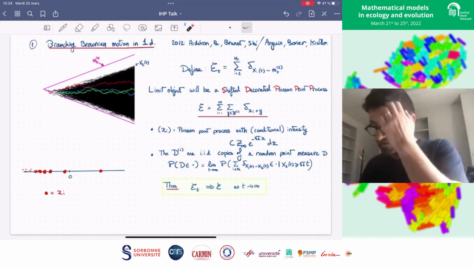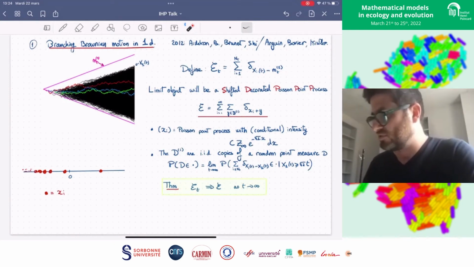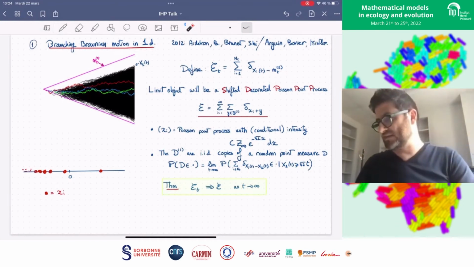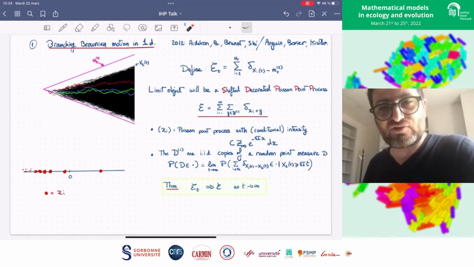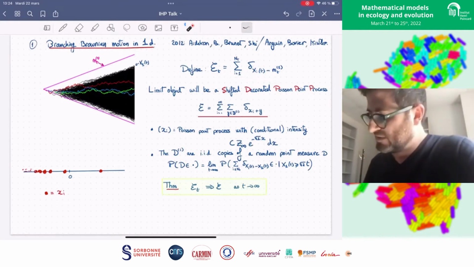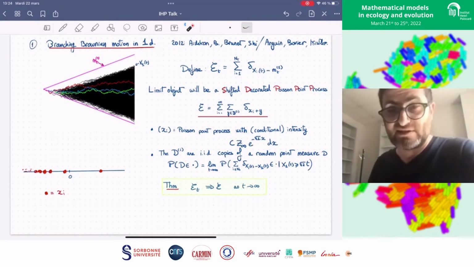And what you can show, and this was done about 10 years ago, independently by Arguin, Bovier, and Kistler, and by Aïdékon, myself, Eric Brunet, and Zhan Shi, is that this point process is going to converge to a limit object as t goes to infinity. Now, this limit object is what's called the shifted decorated Poisson point process, and I need to explain what that is.